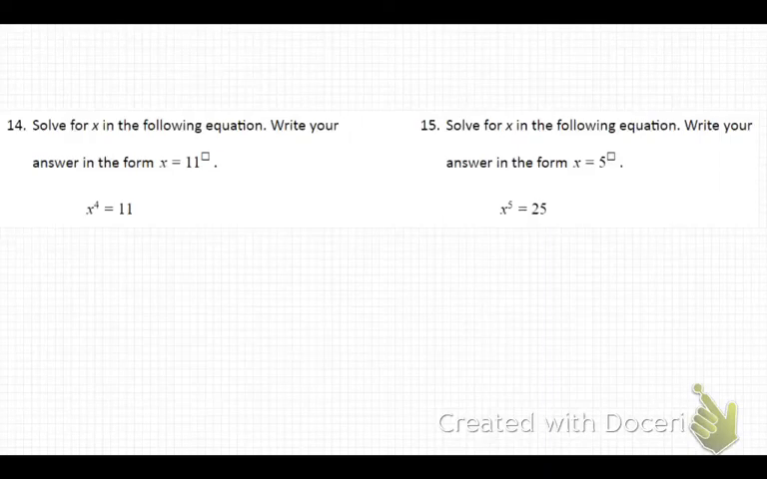Okay, so we are picking up where we left off on Thursday. Remember on Thursday we were just solving, and now we're actually going to be doing something a little bit different. We're on the back side of that worksheet that I gave you.